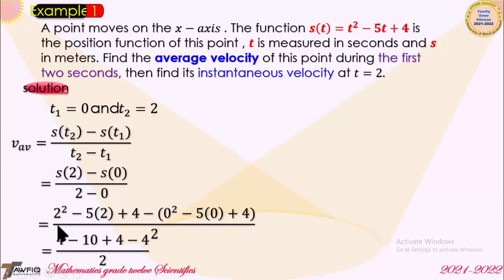2² is 4, 5 times 2 is 10, plus 4, that means minus 2, minus 4. Simplifying, it becomes -3 meters per second. This is the average velocity. That means the point moves backward 3 meters per second.